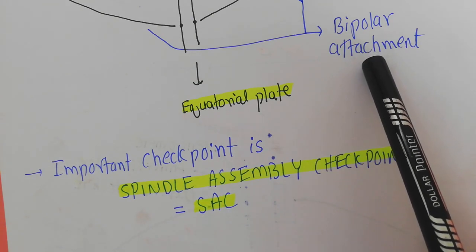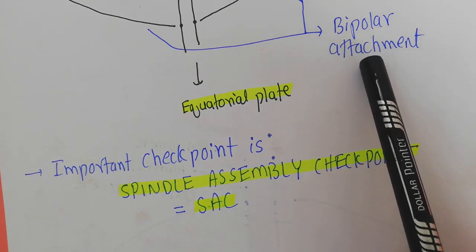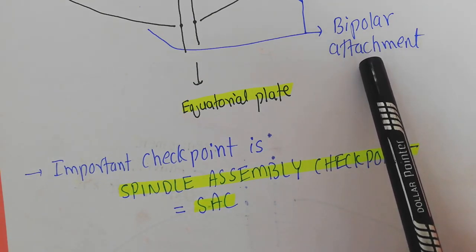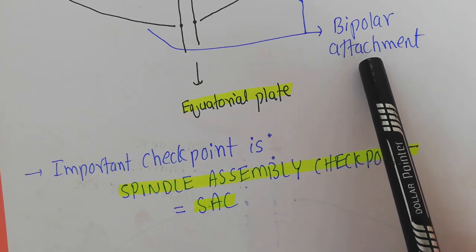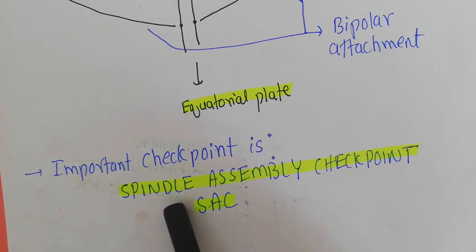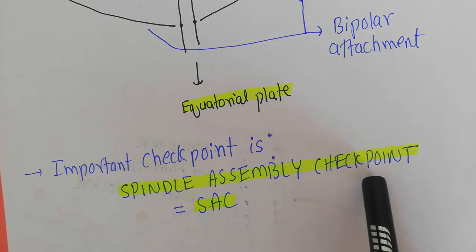So if you have got a single unattached kinetochore, with no bipolar attachment on even a single pair of the sister chromatids, this spindle assembly checkpoint is going to halt the cell cycle at the metaphase, and you will not be allowed to move into the anaphase of the M phase of the cell cycle.